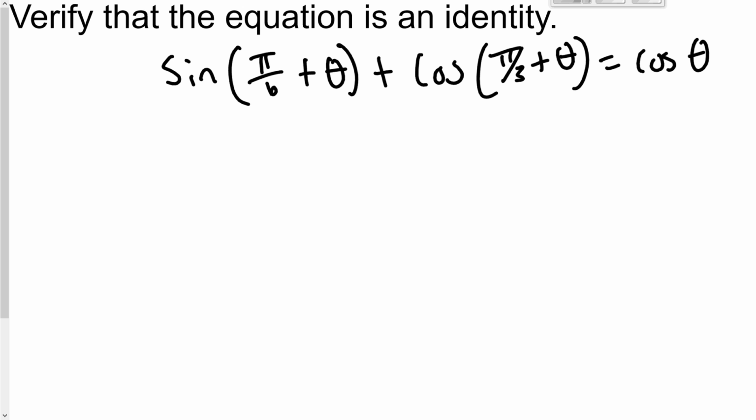Video for 7.3 is verifying an identity. So we're going to use our sum and difference formulas to go ahead and prove identities. Here we have the sine of a sum of two angles, so we can rewrite that, and I'm going to bring down this plus sign in between. We're going to prove that it equals cosine of theta.